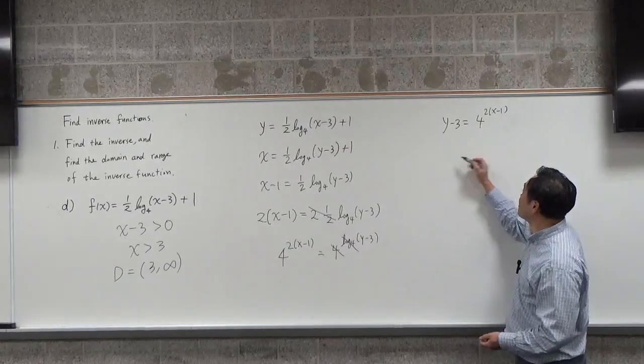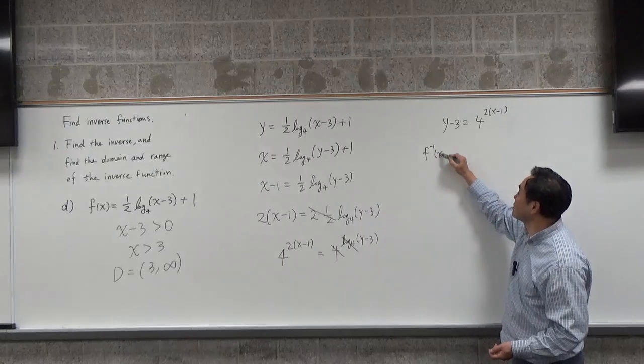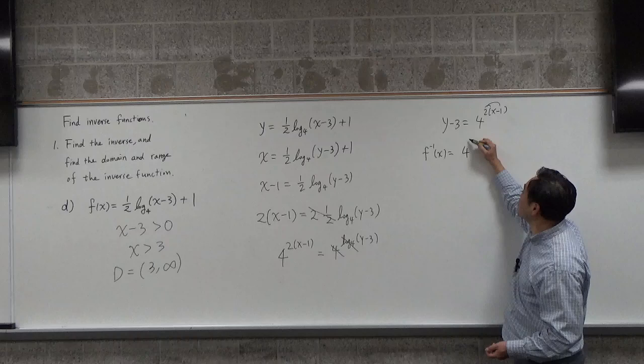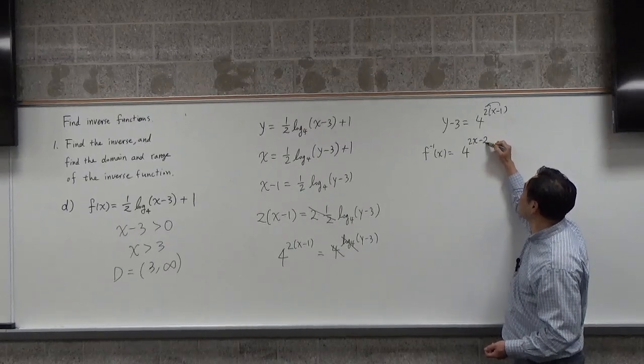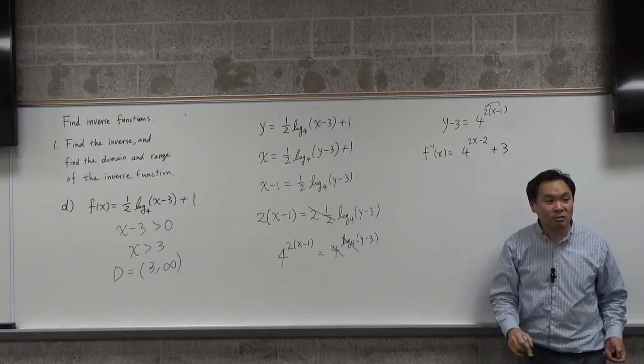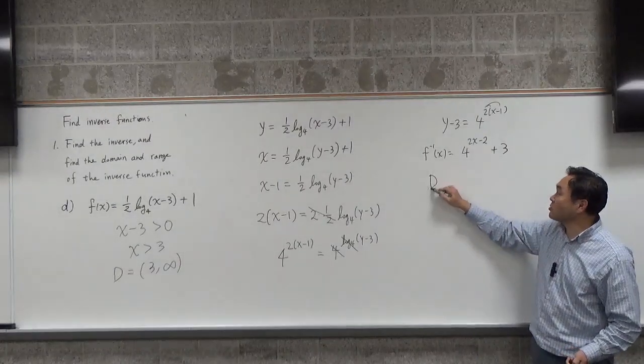Add 3 to both sides. So f inverse of x is now 4 to the, you can multiply this out, so you get 2x minus 2, and then plus 3. That's the inverse function. What's the domain of this function?